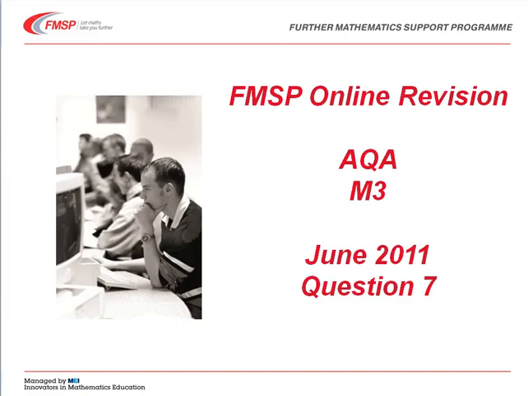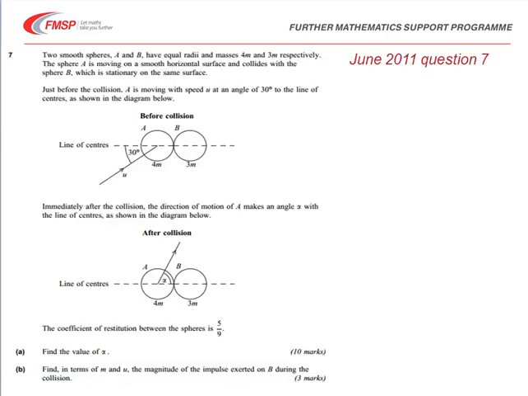In this video we're looking at the AQA Mechanics 3 specification, and this is question 7 from the June 2011 paper. The question is about two spheres that are colliding obliquely. We're told that B is at rest when it is hit by A, which is moving at an angle of 30 degrees to the line of centres at a speed u.